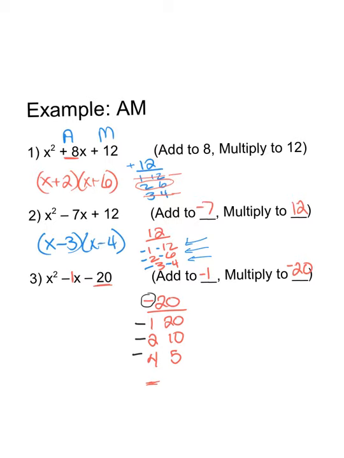Here, 20 minus 1 is 19, so that's no good. 10 minus 2 is 8. That's no good because we're looking for numbers that add to negative 1. When I get to this one, 5 minus 4 is 1. Since I want negative 1, I'm going to switch the signs. 4 minus 5 is negative 1. So x plus 4, x minus 5.